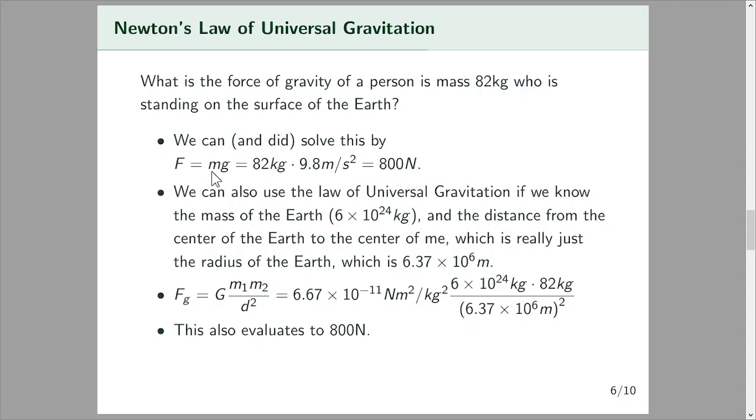But we can calculate this another way. We can calculate it using Newton's law of universal gravitation if we know things like the mass of the Earth and the radius of the Earth, which are down here in the discussion. The mass of the Earth, it turns out, is 6 times 10 to the 24th kilograms, and the distance from the center of the Earth to me, which is really just the radius of the Earth, is about 6.37 times 10 to the 6 meters. If you plug all that in, you also get about 800 newtons.